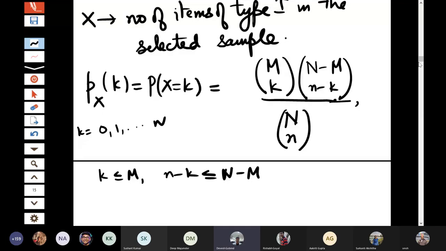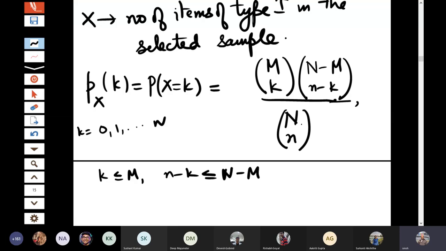Sir, can you explain this part once again? So we have capital N number of items, and we are selecting a small n number of items from there. The capital N items are of two types. Capital M items are of type 1 and N minus M items are of type 2. If we select a small n number of items, how many are of type 1? That we call the random variable X. So what is the probability that you have selected k items which are of type 1?